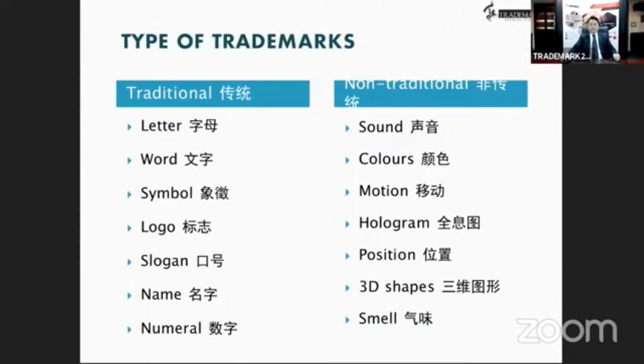We have two types of trademarks here: the traditional trademark and the non-traditional trademark. Some people call it conventional or non-conventional. Before the new act in 2019, we were only allowed to register the traditional trademark, which comprises letters, words, symbols, logos, slogans, names, numbers, you name it. However, under the new Act 2019, the non-conventional trademark was allowed, such as sound, colors, motion, hologram, even positions, 3D, the smell, everything.